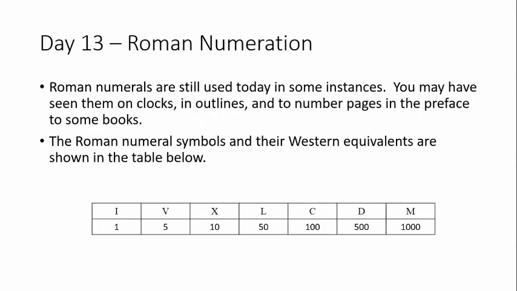Let's move to Roman numerals. We still see them today in some instances. You may see them on clocks, perhaps in outlines. Sometimes the number of pages in the preface of a book, you'll see these. In the table down here, you'll see the Western equivalents. So I is 1, V is 5, X is 10, L is 50, C is 100, D is 500, and M is 1,000.